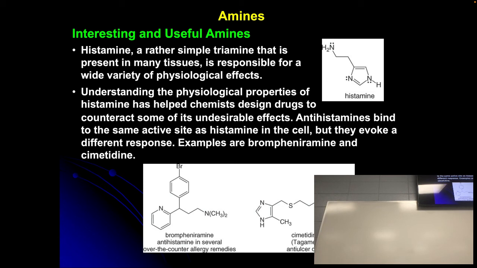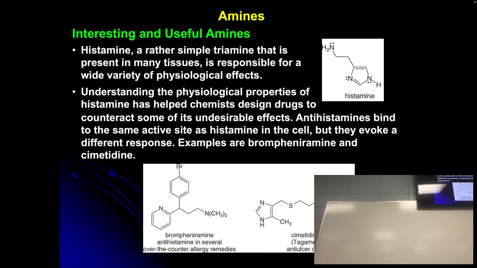And so this gives rise to a lot of physiological effects. It gives you your runny nose, your hay fever, your yada, yada, yada. Histamine's responsible for all that. And so during certain times of the year, people will take things like brompheniramine, which is this molecule right here. It sort of looks like this a little bit, but not quite. It's a little bigger, right? It's got some other groups on it. It's got a bromine, hence its name.